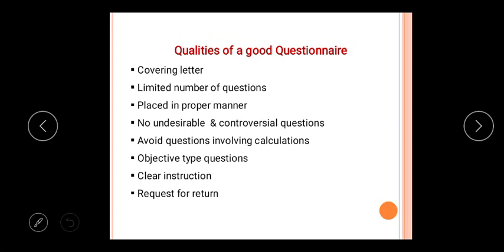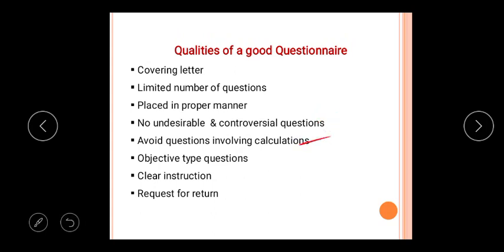Students, undesirable and controversial questions must be avoided. These questions should not be asked to the informants. The questions should not offend the informants. Moreover, questions of a personal nature should not be asked because the respondents in that case would either not give information or give incorrect information.